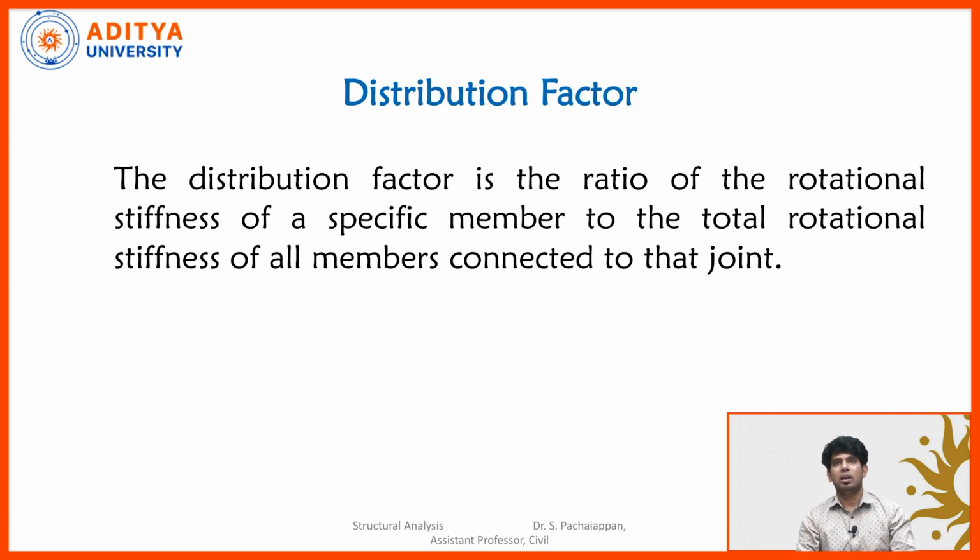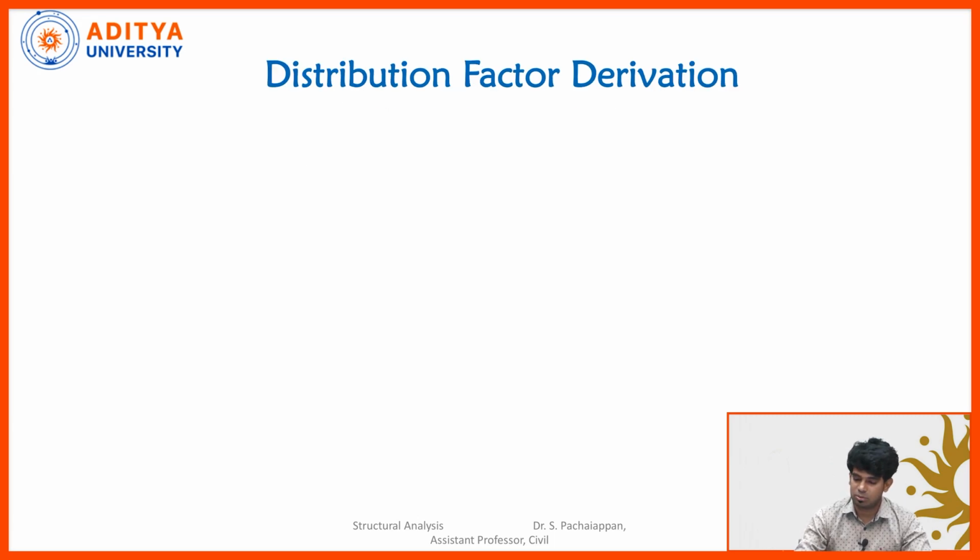So what is meant by distribution factor? Distribution factor is the ratio of the rotational stiffness of a specific member to the rotational stiffness of all the members connected at that joint. Okay. By seeing the definition, it's a bit difficult to understand. So I'm going to derive the distribution factor. At that time, you will definitely understand what is meant by distribution factor. So quickly I'll go to the derivation.